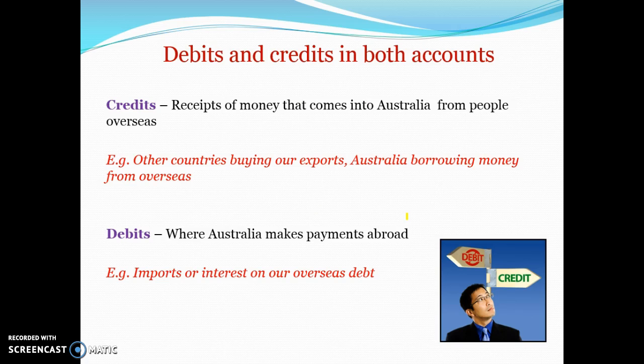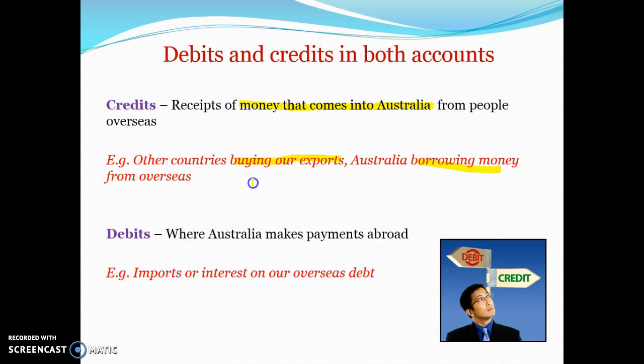Okay, every time some money comes into Australia, we're going to record that as a credit. So whenever Australia receives money for a financial transaction with an overseas company, an overseas citizen or anyone from overseas, the money coming in is recorded as a credit. So when we sell exports, when we borrow money from overseas, we're getting the money because they're giving us a loan. They're all examples of credits.